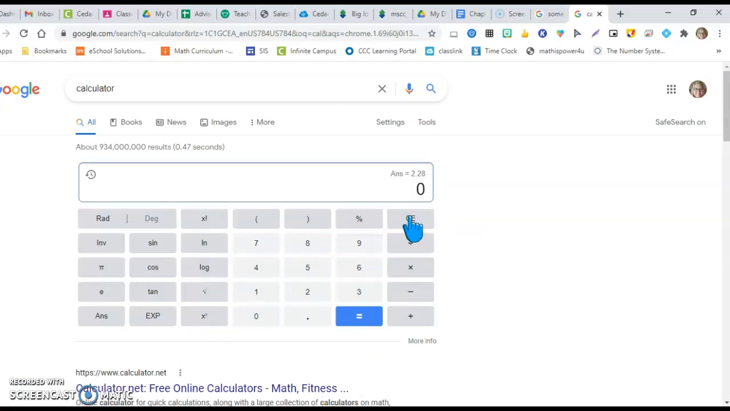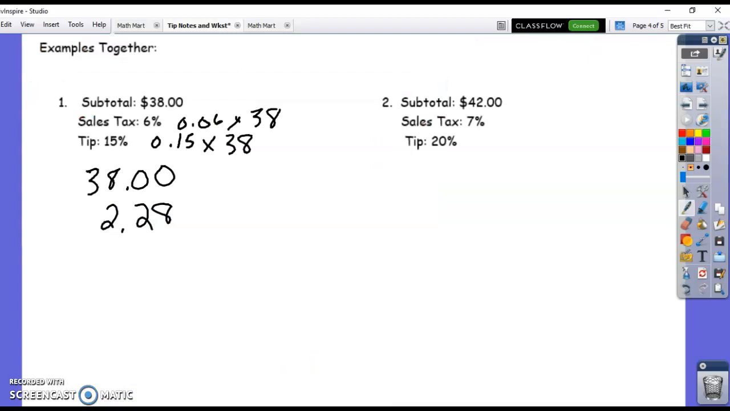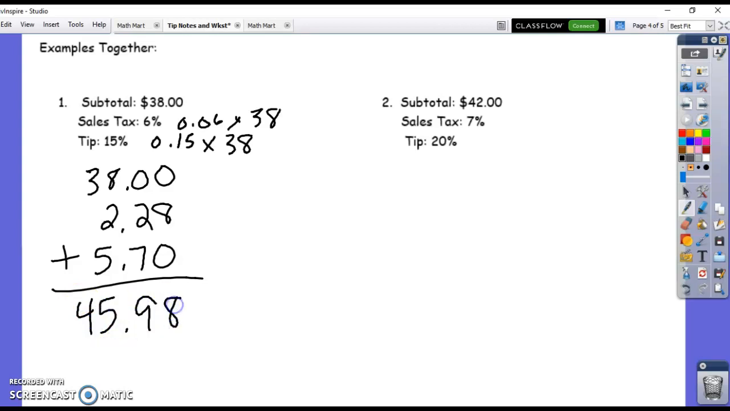And I'm going to take 38 times 0.15 to figure out how much I'm going to leave for a tip, and that would be $5.70. So $5.70, and then I'm going to add all these together. And when I do that, I should get $45.98. And that's how we're working these out today.